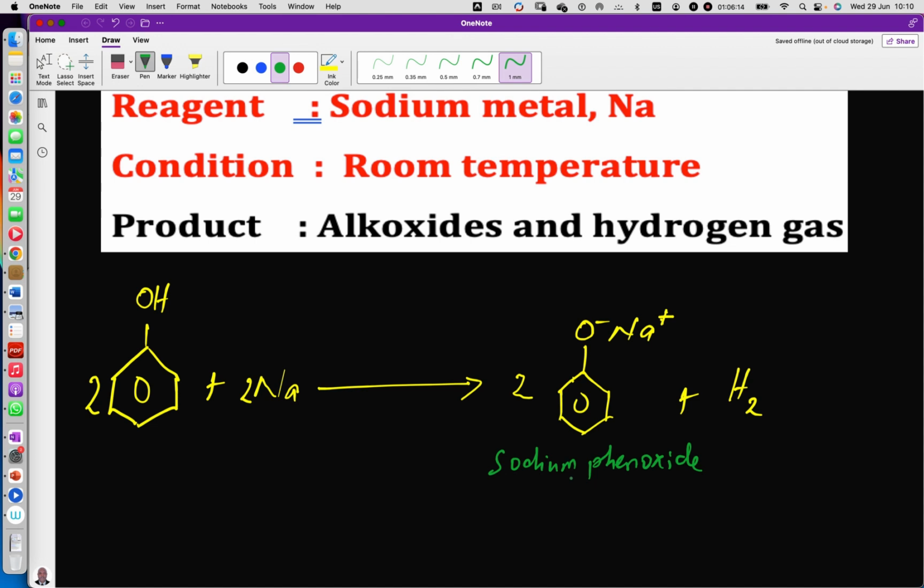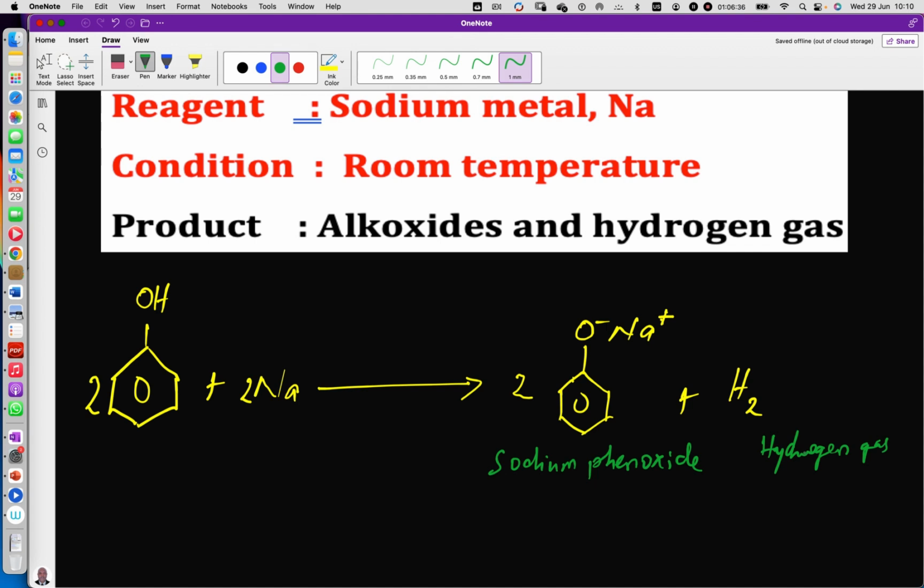Sodium phenoxide is an alkoxide. I said it's an alkoxide because the hydrogen of the OH group is being replaced by a metal, together with hydrogen gas. Hydrogen gas is what is being produced.